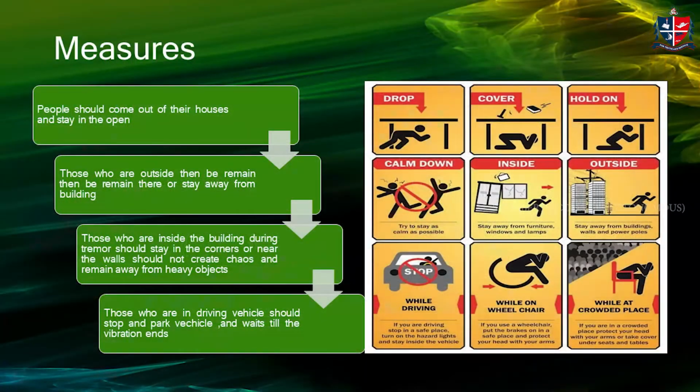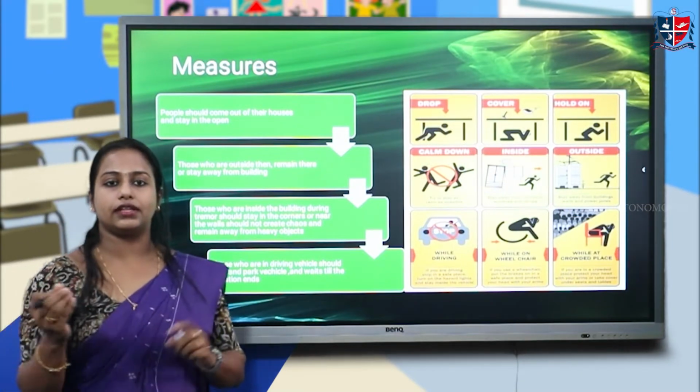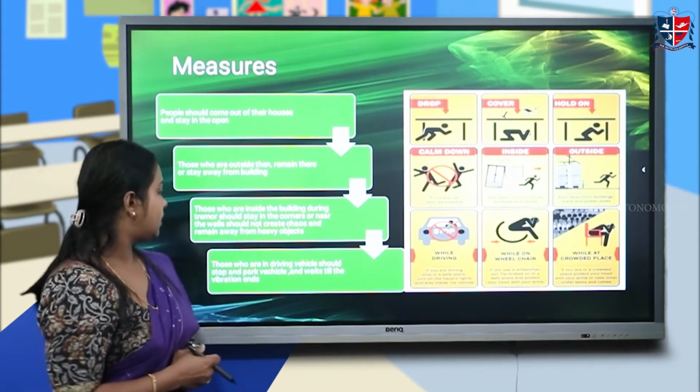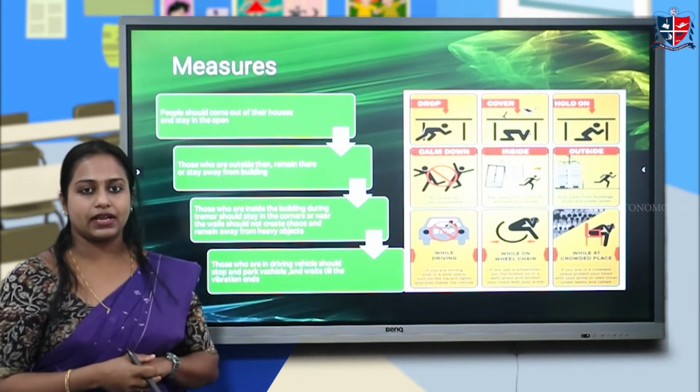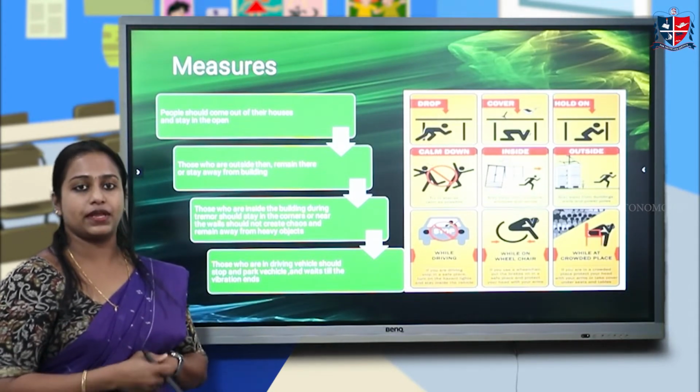Some of the measures that can be taken during this disaster: people should come out of their houses, and if they are already outside, they can remain there, making sure they are in a safe place. If they are inside the building, they should stay in the corners or near a wall, and not create chaos or run around, which can increase the damage. Those driving vehicles should stop and park the vehicle and wait till the vibration ends. These are some of the measures to follow when experiencing this type of disaster.